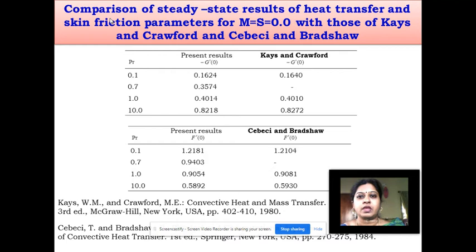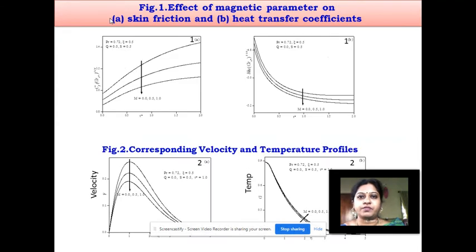And before discussing our results, we compare our steady state result with Cebeci, Bradshaw, and Sebastian Bradshaw, and the results are in good agreement. And our first results are the effect of magnetic parameter on skin friction and heat transfer coefficients. And you can see that both skin friction and heat transfer are reducing as the magnetic parameter is increasing. And the corresponding velocity and temperature profiles are also exhibited.